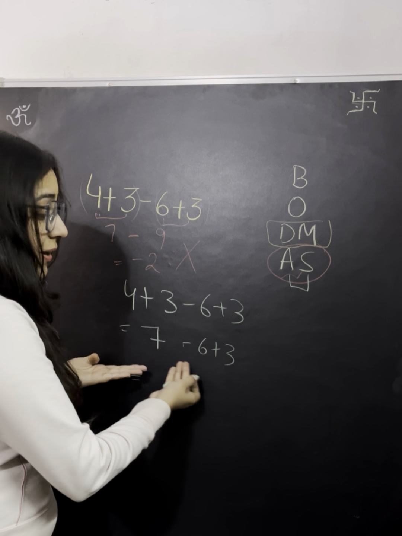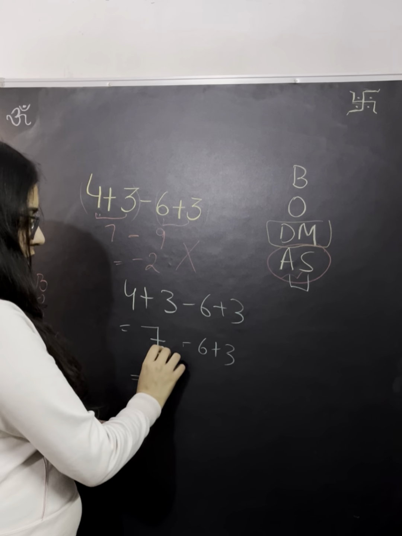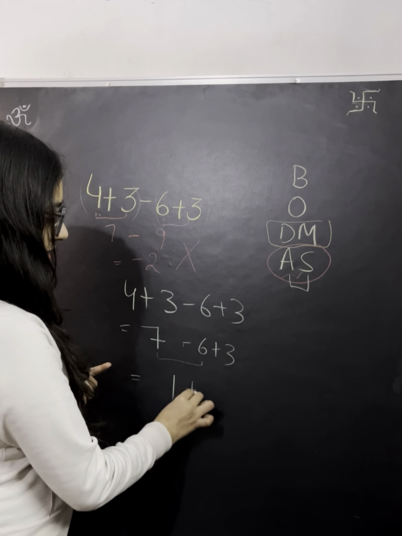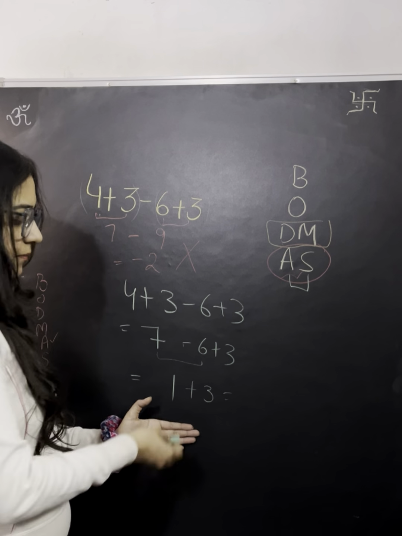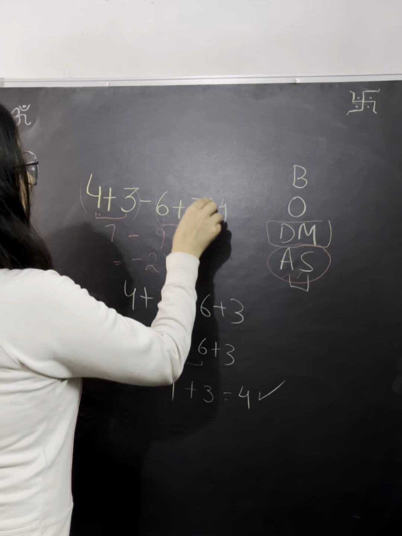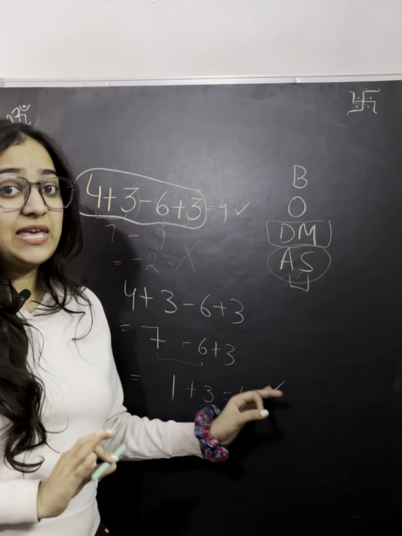Now, which operation is coming first? Subtraction. This would become 1. 7 minus 6, 1 plus 3 as it is. Now, which operation is left? 4. That is the right answer. So, if you put this in a calculator, you're going to get the answer 4. I hope that is making sense, right?